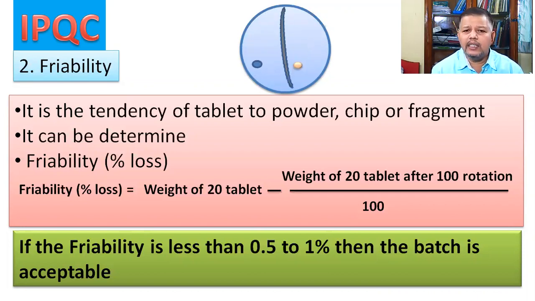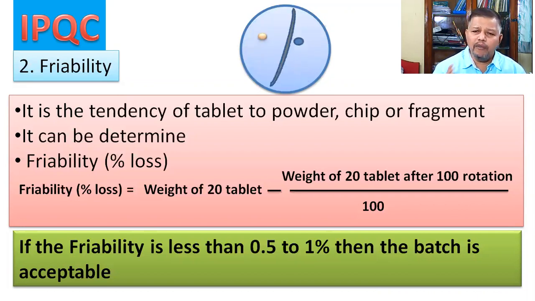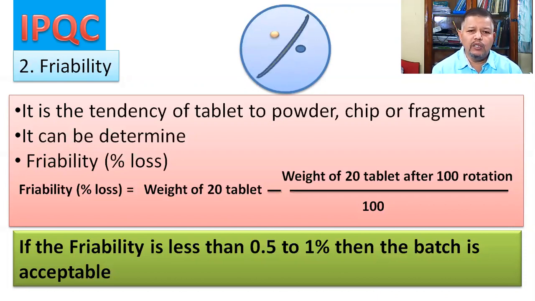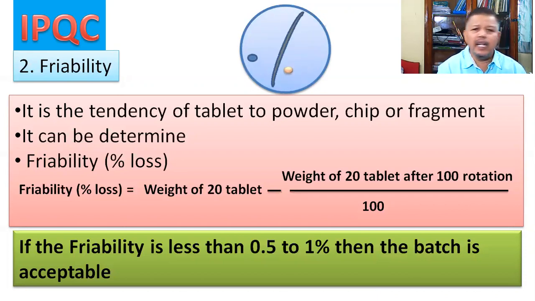The percentage loss is calculated by taking the weight of 20 tablets minus the weight of the 20 tablets after 100 rotations, divided by the initial weight, times 100. This difference gives the percentage of loss, and from that we can conclude that if the friability is less than 0.5 to 1%, then the batch is acceptable. If it is more than 1%, then the batch is not acceptable.